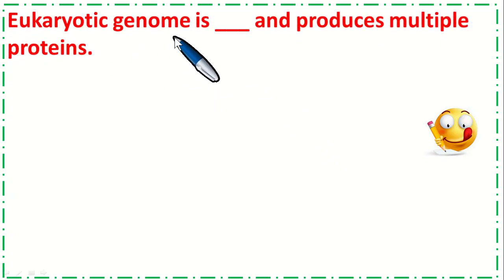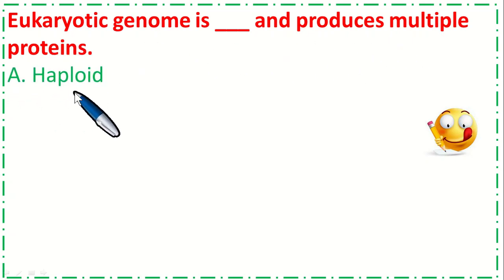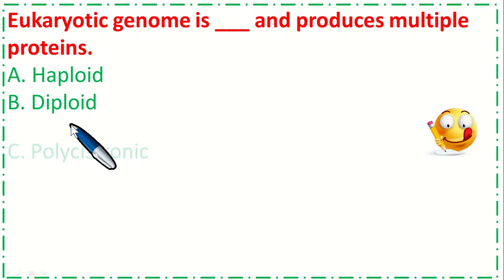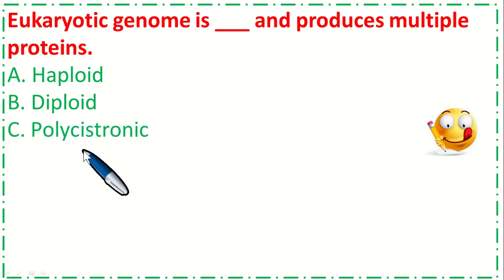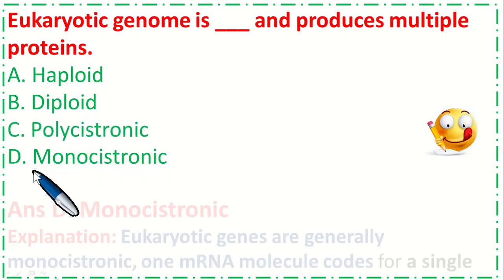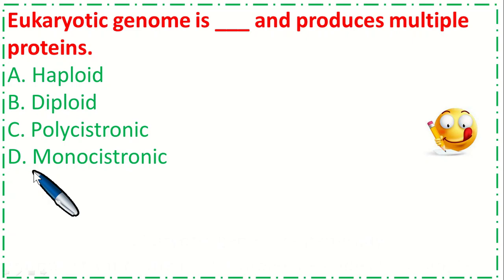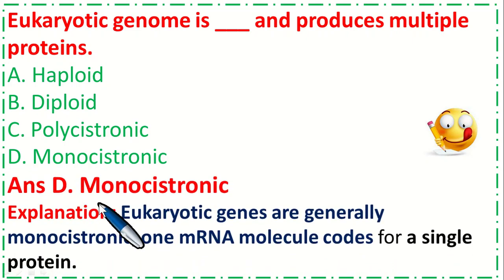Eukaryotic genome is dash and produces multiple proteins. Option A haploid, B diploid, C polycistronic, and option D monocistronic. So the correct option is D monocistronic. Explanation: eukaryotic genes are generally monocistronic. One mRNA molecule codes for a single protein.